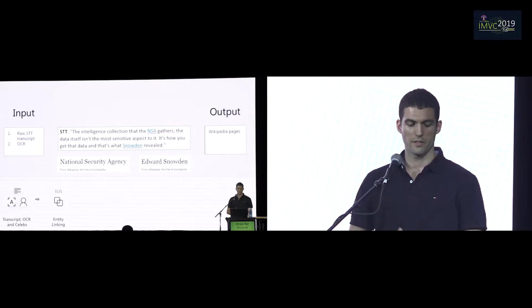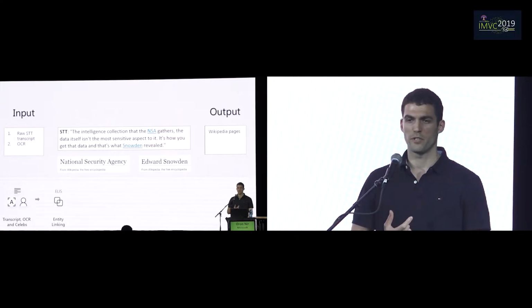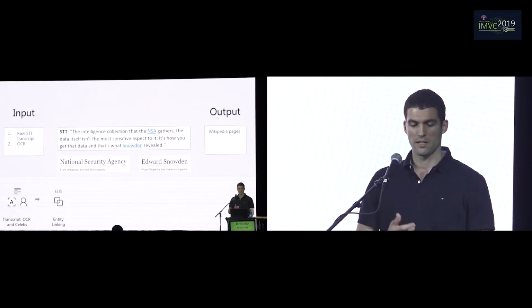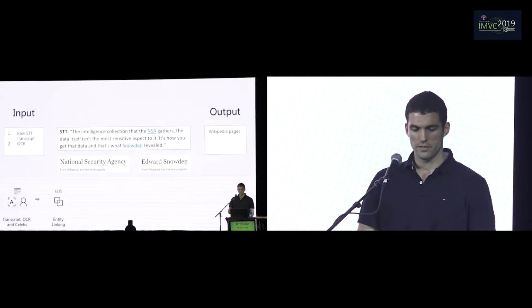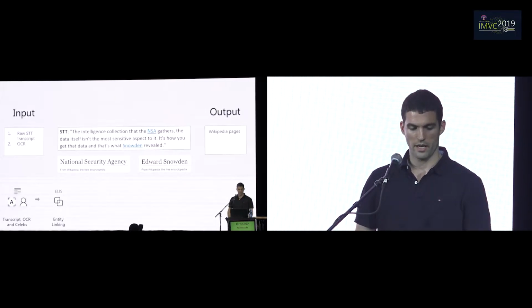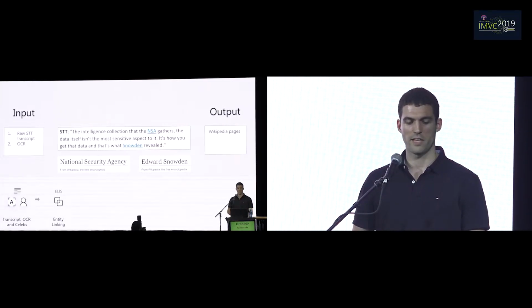So after taking the transcript and OCR, we still need to capture the terms that were mentioned within. If I take the speech to text from that particular video, we can see a sentence by Stephen was: the intelligence collection that the NSA gathers, the data itself isn't the most sensitive aspect to it. It's how we get the data, and that's what Snowden revealed.